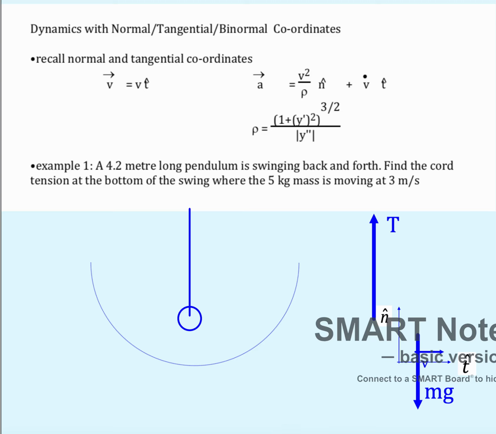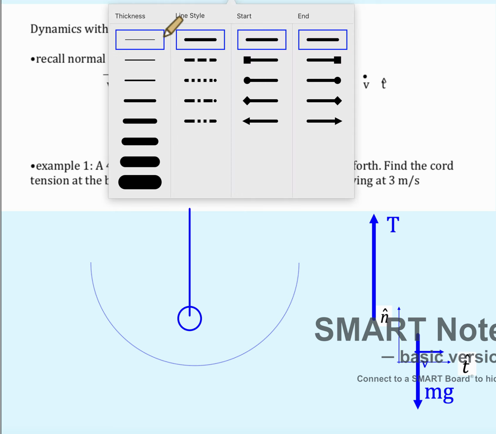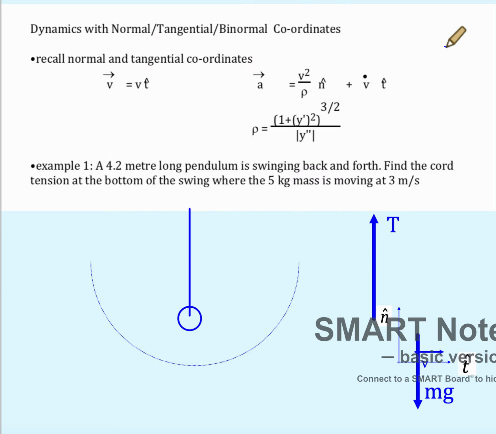All right, let's do dynamics in NTB coordinates. Now, a reminder of the kinematics. The velocity in NTB coordinates is purely in the tangent direction. There is zero normal component. The acceleration has two components. It has v squared over rho in the inwards normal direction and dv dt, or v dot, in the tangent direction. Now, rho is the radius of curvature.